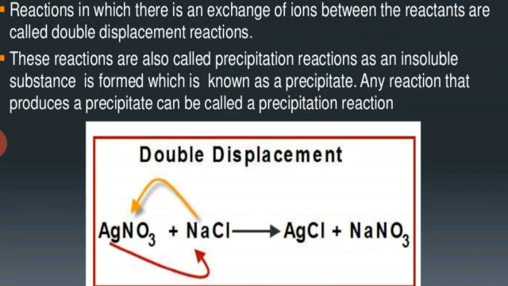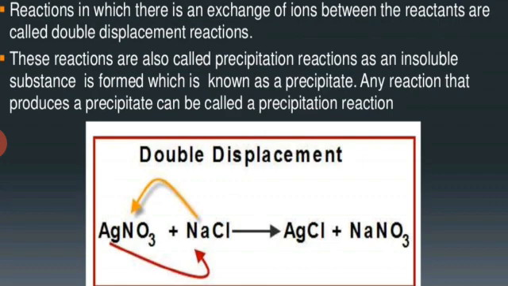Now we will come to double displacement reaction. It's a kind of reaction in which exchange of ions takes place between compounds. It's simply exchange of ions. For example, silver nitrate plus sodium chloride. As you have seen, sodium is combined with chlorine and silver with nitrate. They will exchange their ions. Silver will combine with chlorine and sodium will combine with nitrate, and they will form silver chloride plus sodium nitrate.